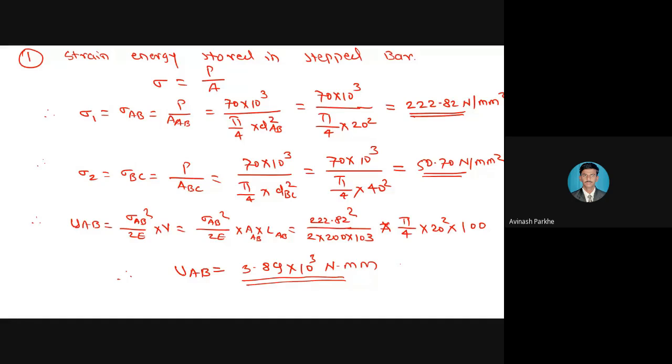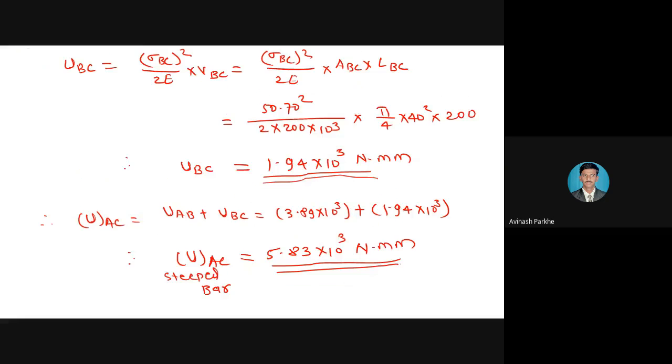So initially we have calculated the stresses. Forces are given, cross-sectional areas are given, separate stresses are calculated. By using those stresses, separate strain energy we have calculated, and at the end we have done the addition, and we get the total strain energy stored in the stepped bar, which is equal to 5.83 into 10 raised to 3 Newton mm. Now, case number 2.